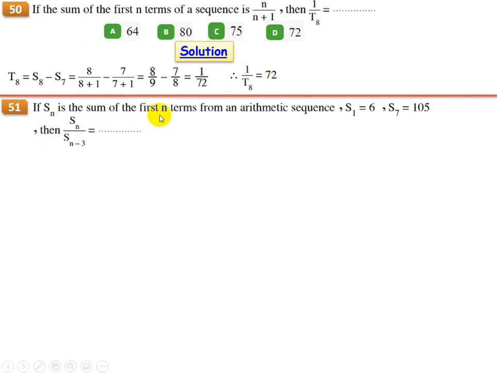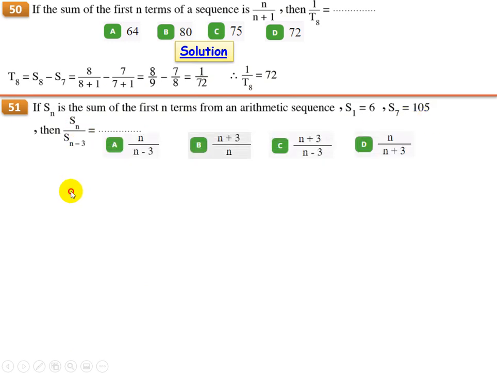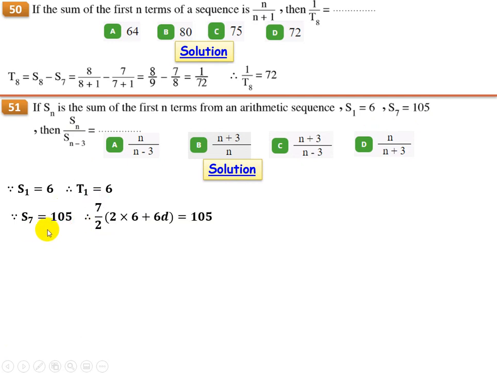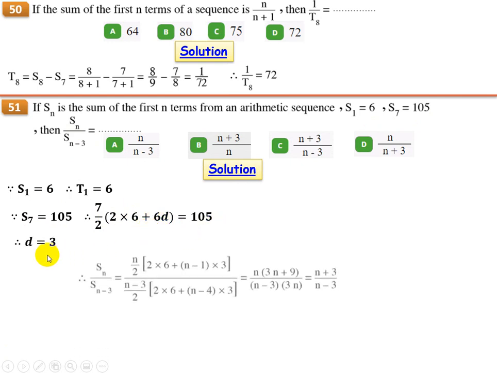If Sn is the sum of the first n terms from an arithmetic sequence, S1 equals 6, S7 equals 105, then Sn over S(n minus 3). S1 equals 6, so T1 equals 6. S7 is 105, 7 over 2 times (2a plus 6d) equals 105. From this equation, you can find that d equals 3.